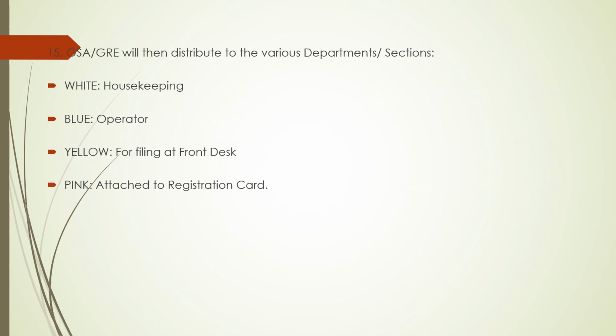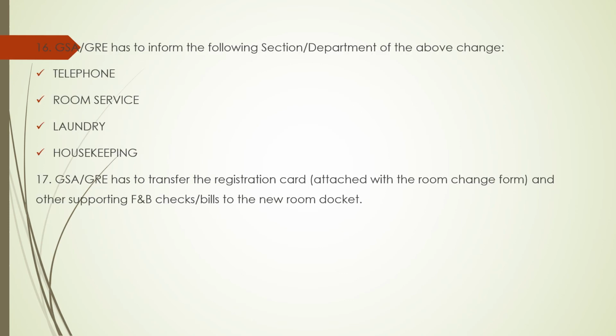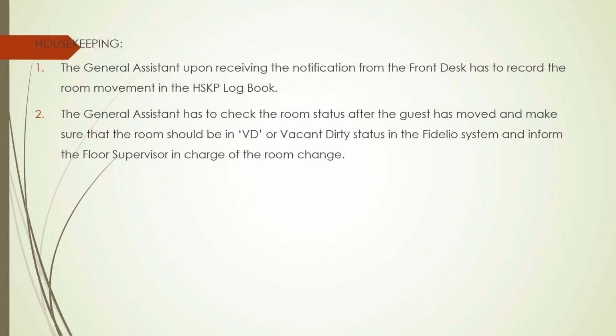The GSAs and GREs will then distribute the various sections: white for housekeeping, blue for the operator, yellow for front office direct billing, and pink attached to the registration card. GSAs and GREs have to inform the following departments of the above change: telephone department, room service department, laundry department, and the housekeeping department. The GSA and GRE have to transfer the registration card attached to the room change form and other supporting F&B checks and bills to the new room docket.